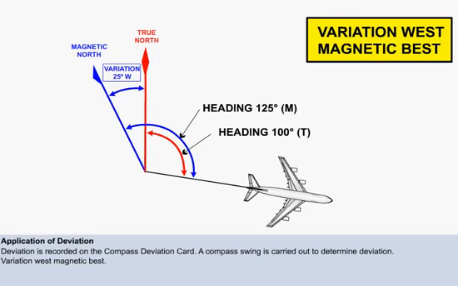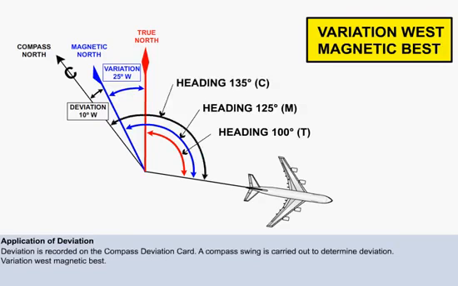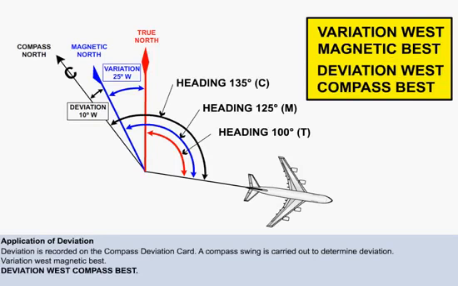Now suppose we have determined the deviation on an easterly heading to be 10 degrees west. In other words, compass north is 10 degrees to the west of magnetic north. We can see that the angle between the heading and compass north is another 10 degrees. So the compass heading would be 135 degrees. The deviation is west, and the compass heading is best. In other words, more than magnetic.